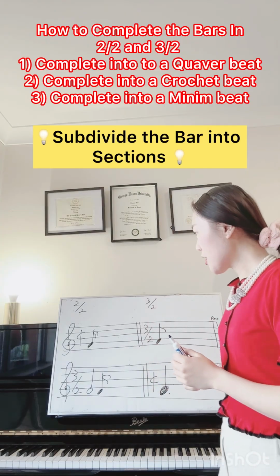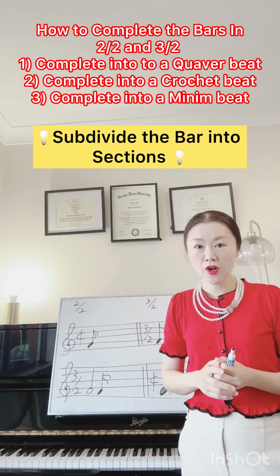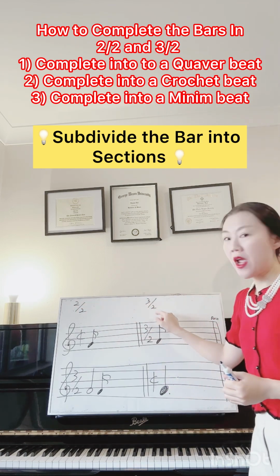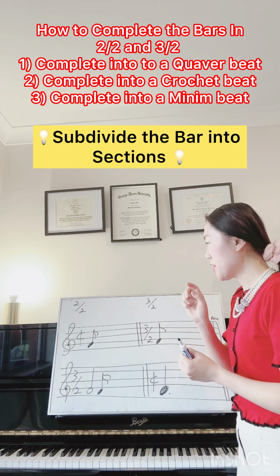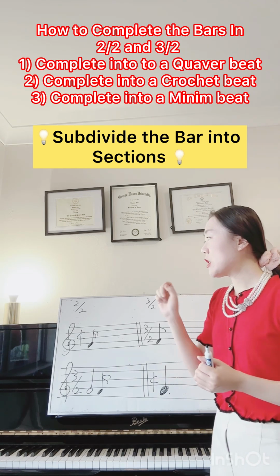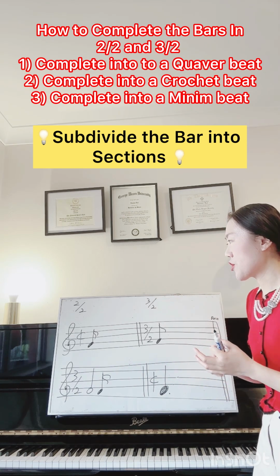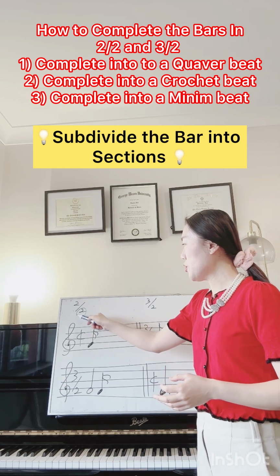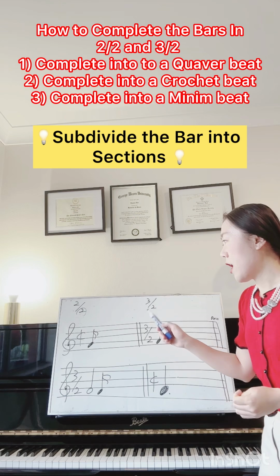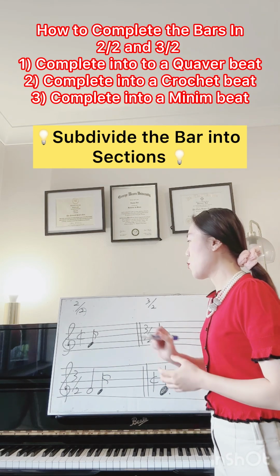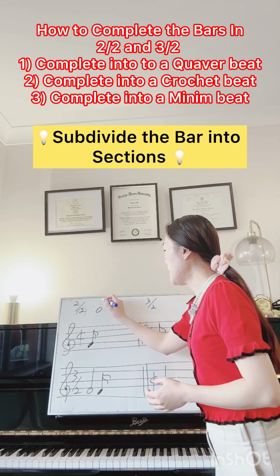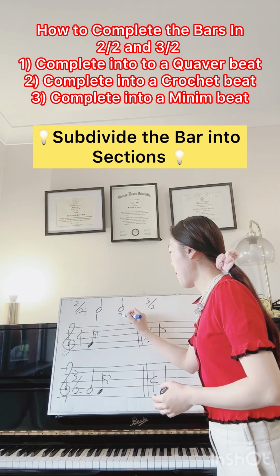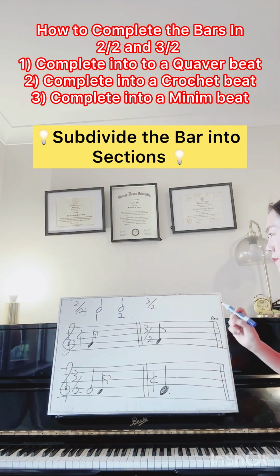Today I'd like to talk about how we complete the bar in two different time signatures, 2/2 and 3/2. First of all, you must learn how to define these two time signatures. There are two beats in each measure. The number 2 on the bottom stands for half note, which means that the minim gets one count. So 2/2 means cut time. Basically, there are two minim beats in each measure. So that is a simple duple.